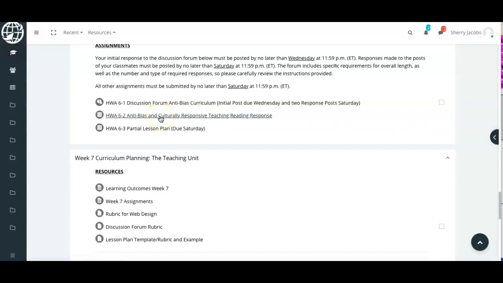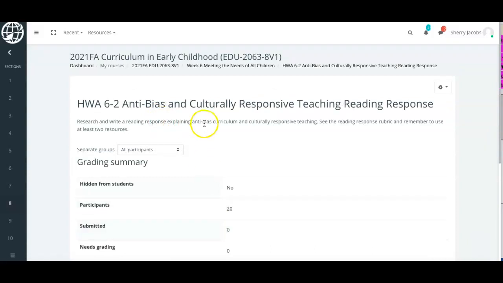Our next thing for week 6 is the anti-bias reading response. So you're going to research at least 2 sources and write a reading response explaining anti-bias and culturally responsive teaching. I say APA and making sure you use 2 because, of course, that is on the rubric. So keep that rubric handy too for your reading response.